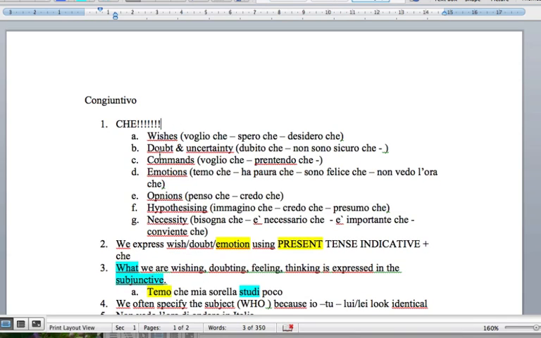We're using it for doubt and uncertainty. Dubito che, non sono sicuro che. We're using it for commands. Voglio che, pretendo che. We're using it for emotions. Temo che, ho paura che, sono felice che. We're using it for opinions. Penso che, credo che. We use it when we're hypothesizing about things. Immagino che, credo che. And also, which I didn't mention last lesson, to express necessity with such expressions as bisogna che, è necessario che, importante che, conviene che.